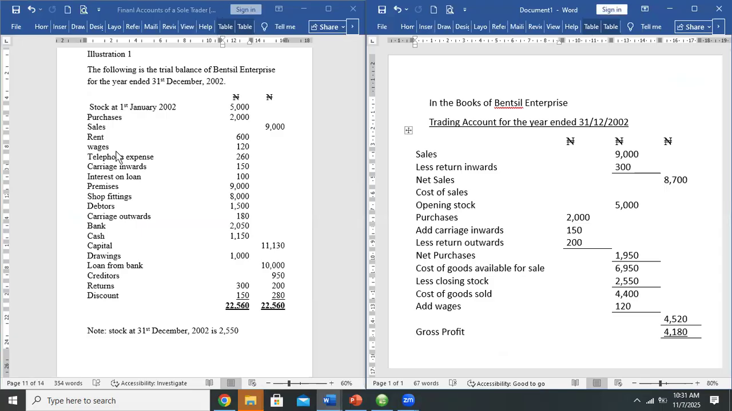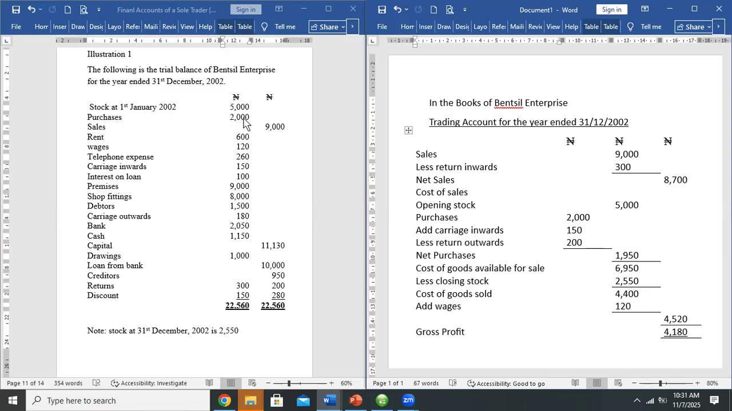You see rent, telephone expense, interest on loan, right? Be very careful. There are some of them that are not expenses. Now, let me say that your trial balance is made up of your asset, capital, liabilities, expenses, and income. So when you are picking expenses, be careful not to pick your asset, because expenses and assets are at the debit side, right? So if it is not an asset, it is an expense.